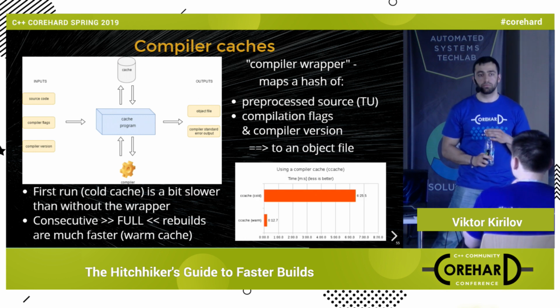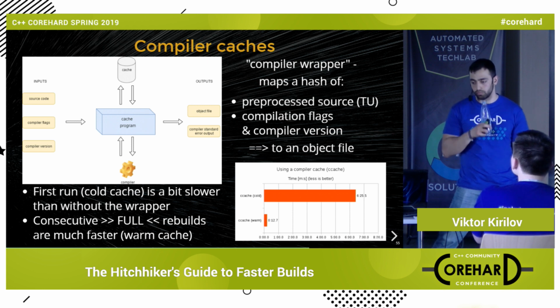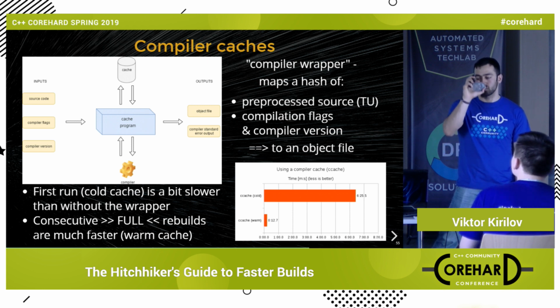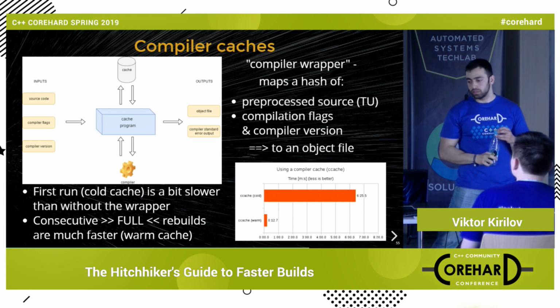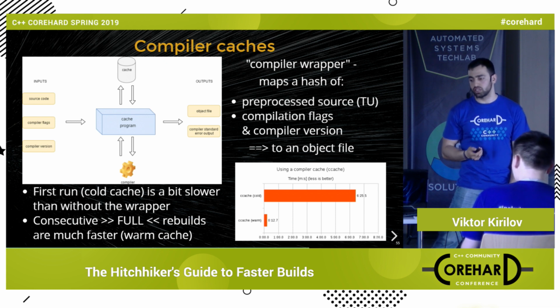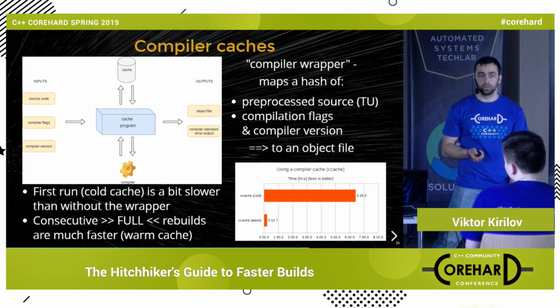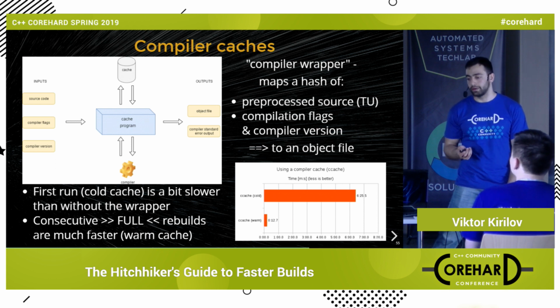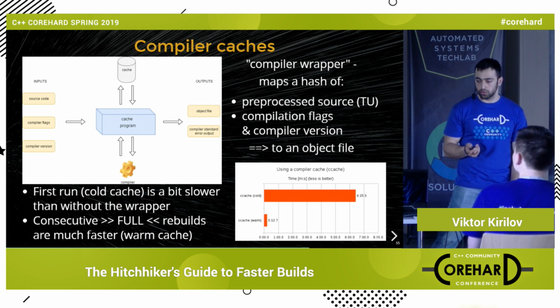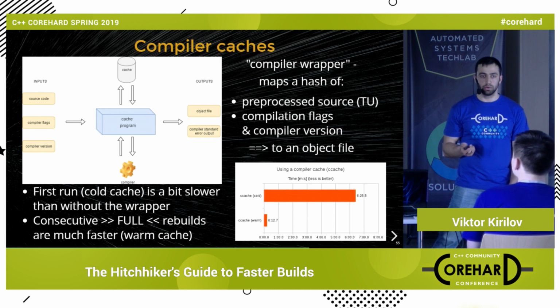The first time we build a project when the cache is cold, so there are no object files from previous builds, the build is just like a normal full build. It actually might be like 5% slower because the compiler cache has to cache the object files. But later, in a consecutive full rebuild, so if we issue a full build again, we'll actually reuse all of the object files.